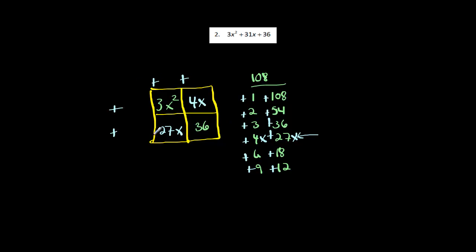Let's factor out here. The greatest common factor between those two is 9. The greatest common factor is x. Over here you'll have a 3x. Over here you'll have a 4. So it's going to be 3x plus 4 times x plus 9. And that's an answer.